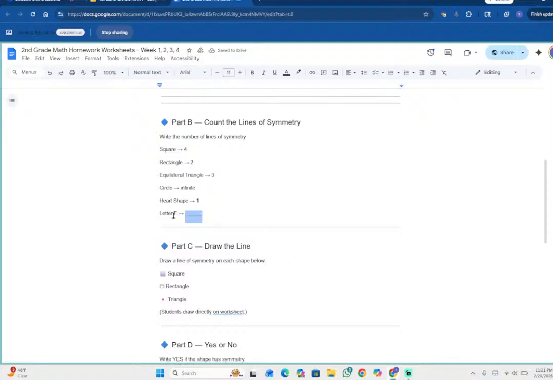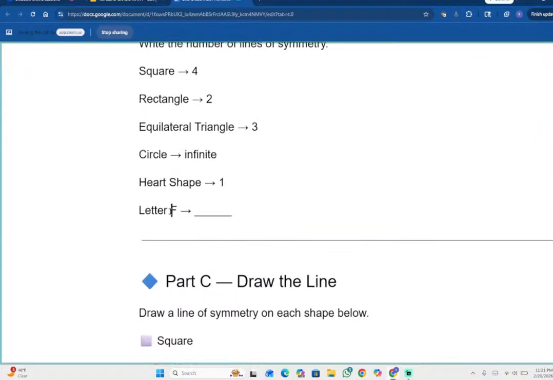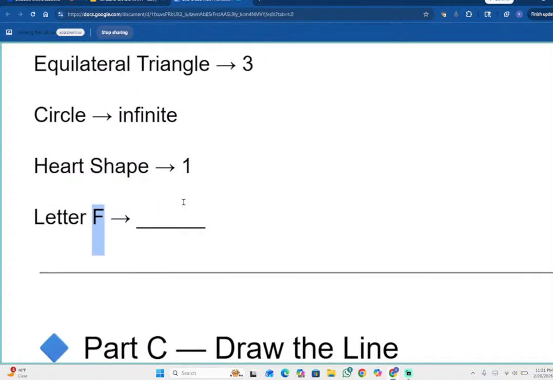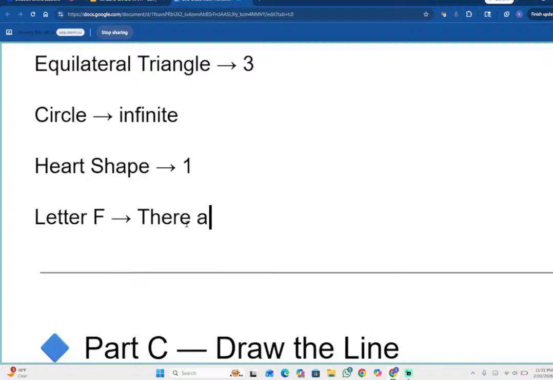The letter F. Zoom in. So this one should be pretty easy. There are 0, so let's just say 0.